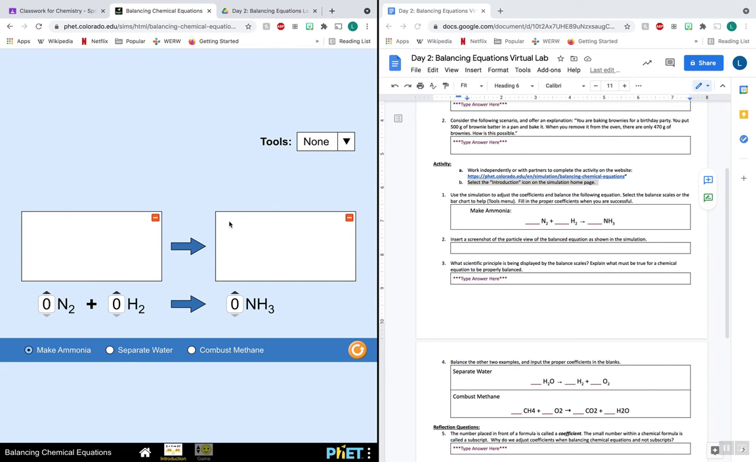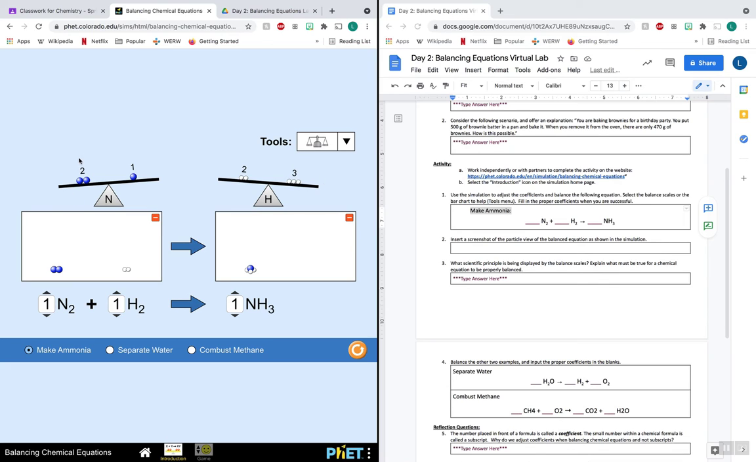And this is what the simulation looks like for the introduction. We have making ammonia, separating water, and combusting methane. So what we're going to do is make ammonia, and we can manipulate the coefficients here to increase the amount of each compound that we have. You also have some tools that you can use here as you start to show what's going on here. Again, when we balance reactions, we're trying to create the conditions where everything that we start with, we finish with. These balance scales are helpful.